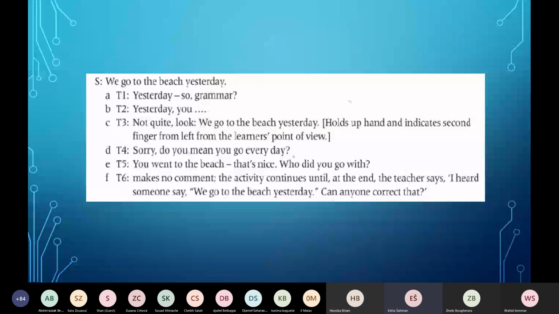Yes, of course. In my opinion, the 5th option is the best one, because if the student can correct himself, then he actually didn't make the mistake. I would try to elicit the true answer. For example, if he said, I go to the beach yesterday, he could correct himself. I would say, You went to the beach. That's nice. Who did you go with? Then if he says, I went with my friends, he actually realized that he made a mistake. And if he didn't realize, I would try the 5th option as a 2nd option. At the end, I would ask, somebody said, I go to the beach, can you correct it? But that's at the end of the lesson, if he didn't realize the mistake. That would be my answer.